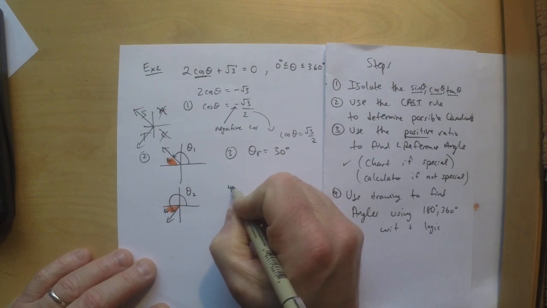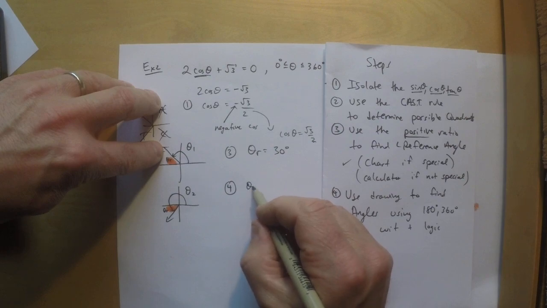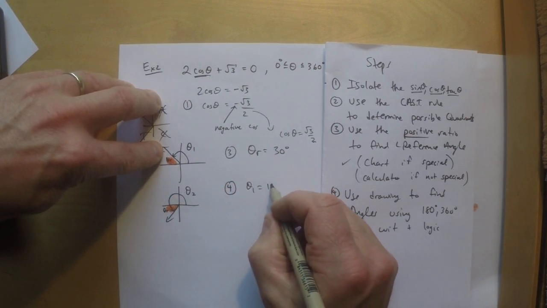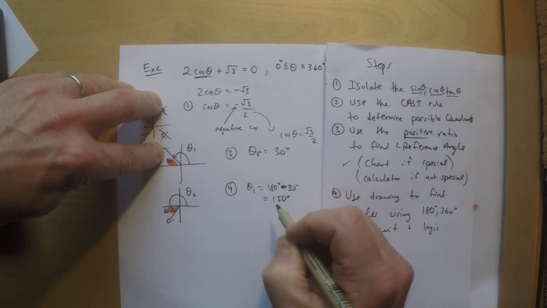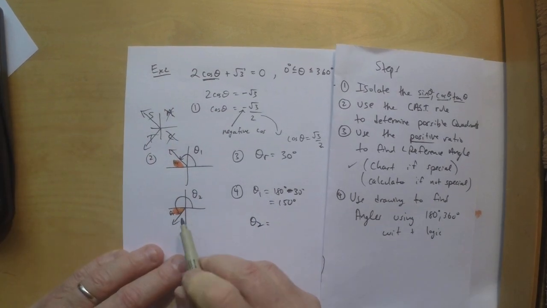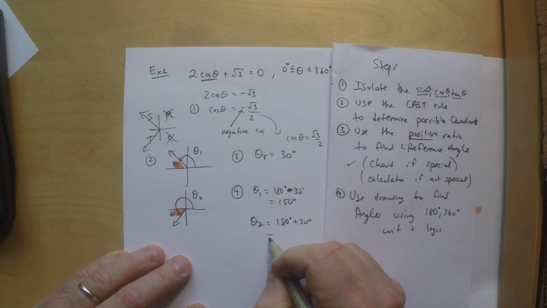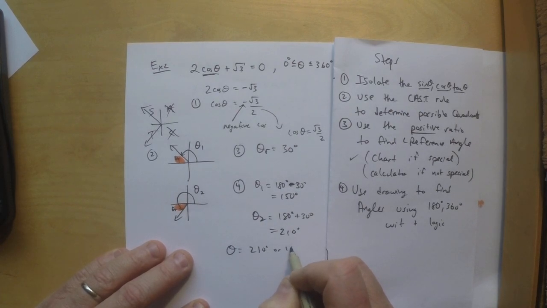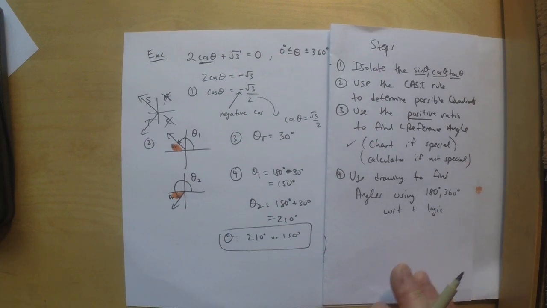And then step 4 is candy. I just use the picture. Looking at quadrant 2 answer. So there's my first answer. How do I find the size of this? Well, it must be 180, sorry, minus 30. 150 degrees. Theta 2 must be 180 plus 30. 210. There's my two answers. 210 or 150. All right. Hopefully that makes sense.